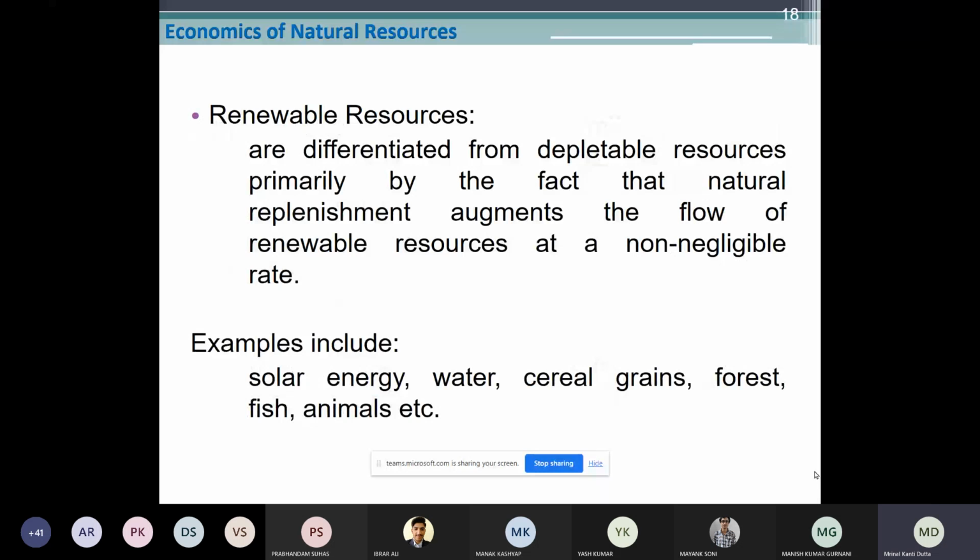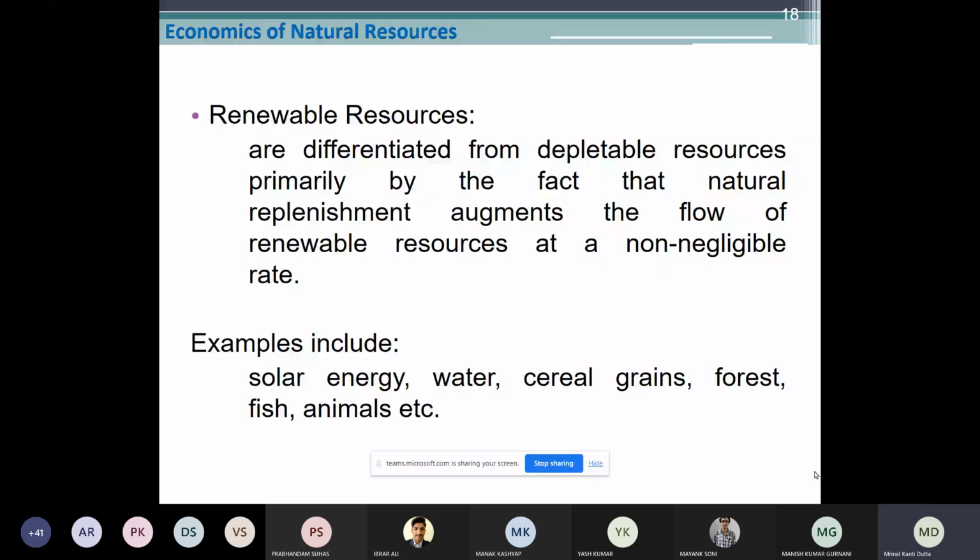Insofar as renewable resources are concerned, all of us know about that. They are differentiated from depletable resources primarily by the fact that natural replenishment augments the flow of renewable resources at a non-negligible rate. And there are so many examples. For example, we can talk about solar energy, forest, water, cereals, animals, so many things. Fish is there. So these are some forms of renewable resources, in which case we can renew and expand the stock of these resources.